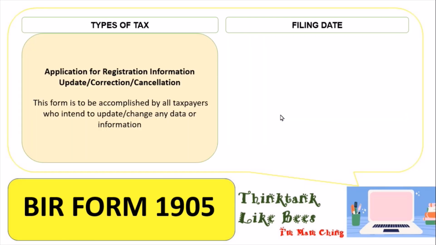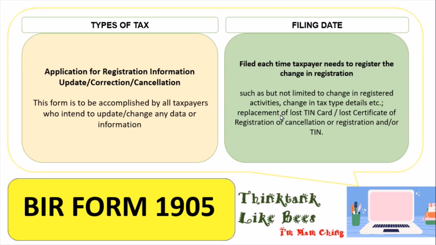Next we have Form 1905. It is an application for registration, information update, correction, cancellation. This form is to be accomplished by all taxpayers who intend to update or change any data or information. The filing date is each time the taxpayer needs to register a change in registration, such as but not limited to change in registered activities, change in tax type details, replacement of lost SIM card, lost certificate of registration, cancellation of registration, and or TIN.